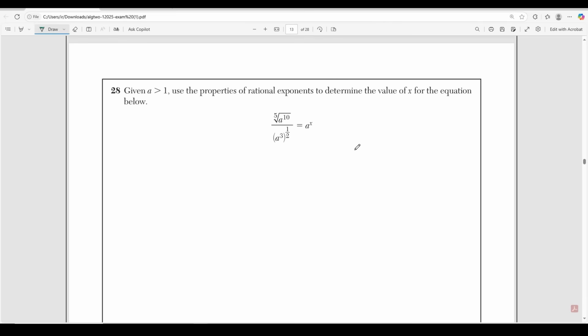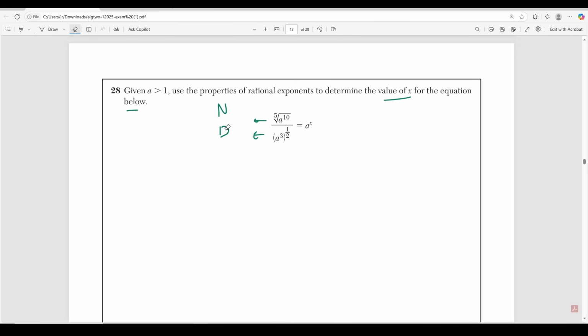All right, number 28 says, use the properties of rational exponents to determine the value of x for the equation below. So the way that I like to operate around these problems is I treat the numerator and the denominator differently, and then I try and evaluate them. What I mean by that is I'm not going to look at 5 root a to the power of 10 and a cubed over 1/2 at the same time. I'm going to simplify both the numerator and the denominator separately, and then I'm going to recombine them in a new fraction that I can actually work with.